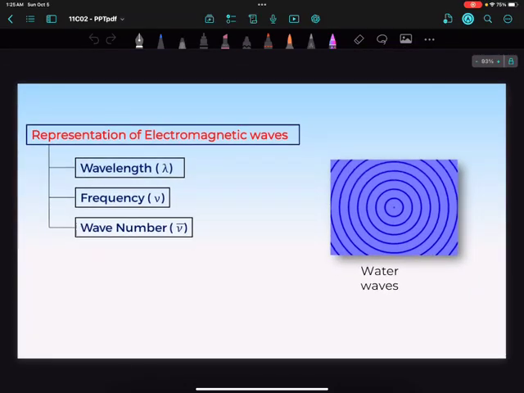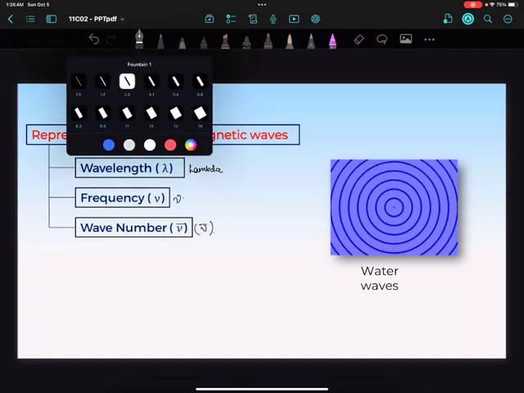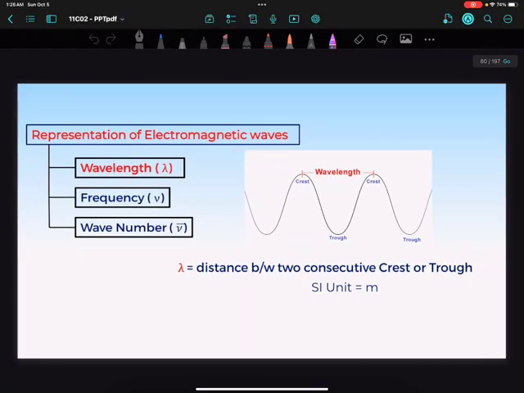The representation of electromagnetic waves is in the form of wavelength, which is denoted as lambda, frequency in the form of nu, and wave number in the form of nu bar. Lambda is basically the wavelength. The wavelength is basically the distance between two crests or two troughs.